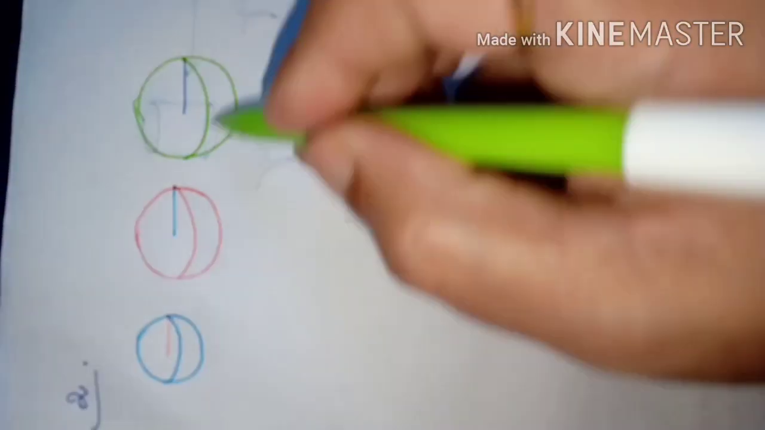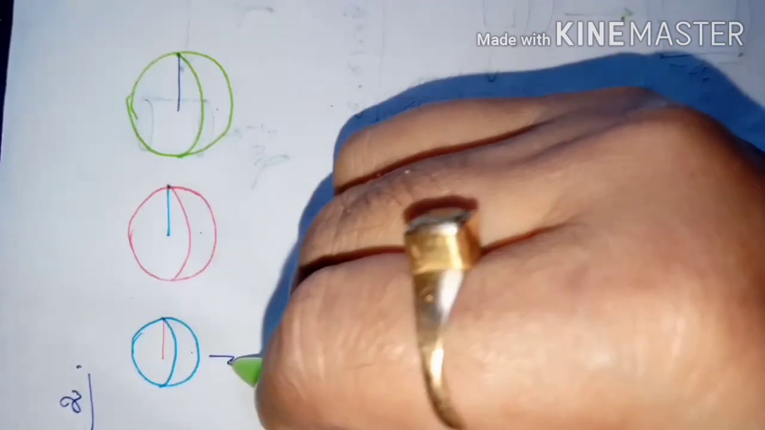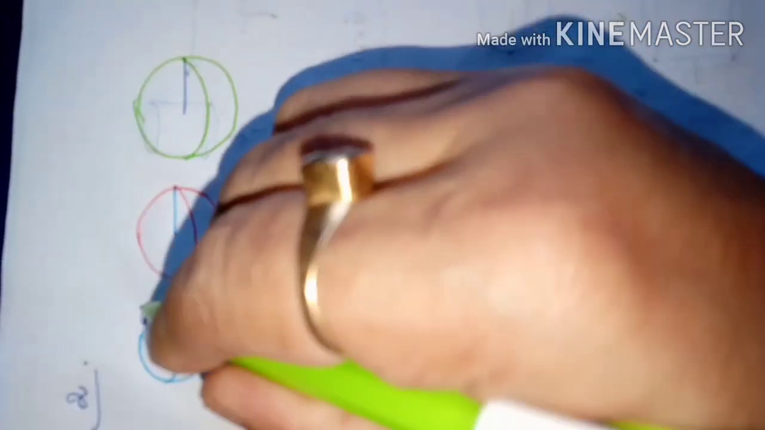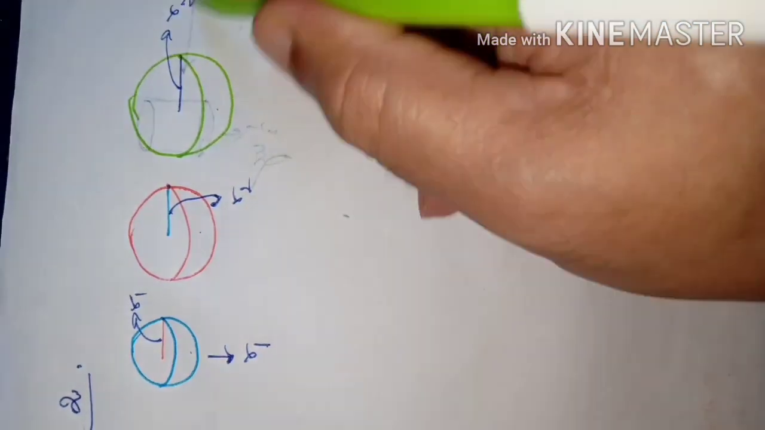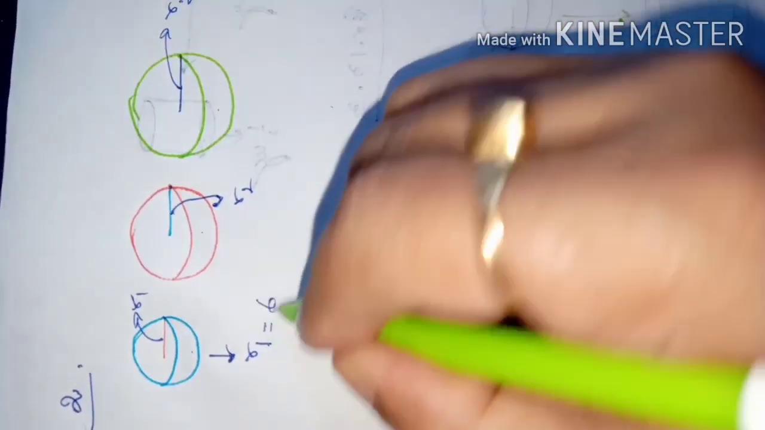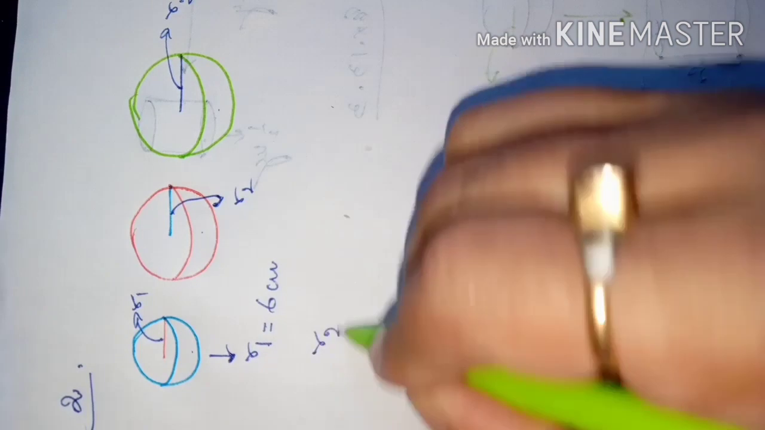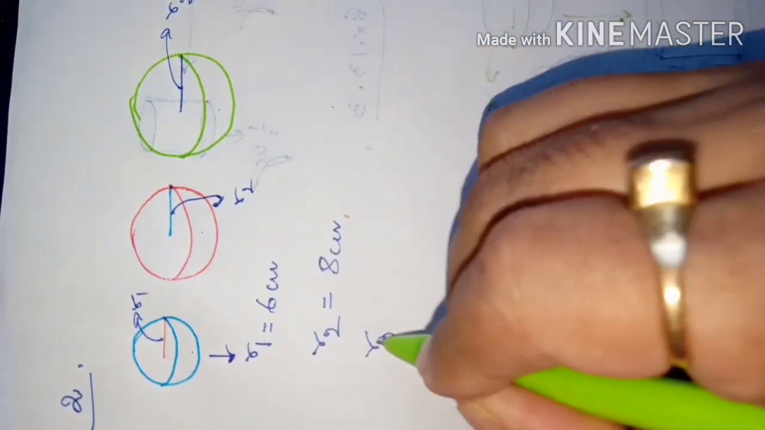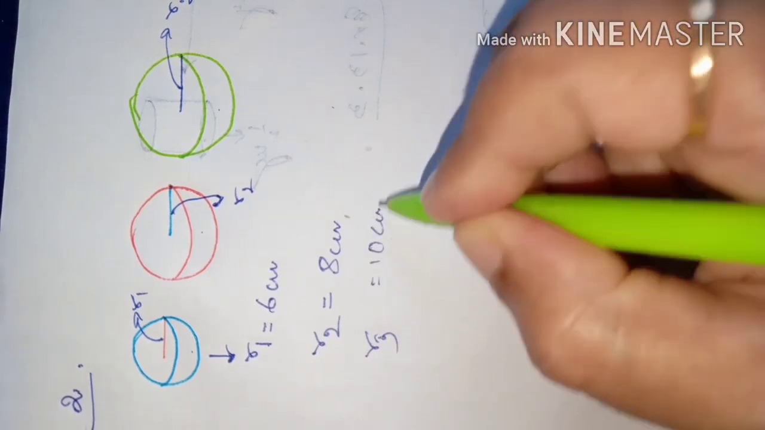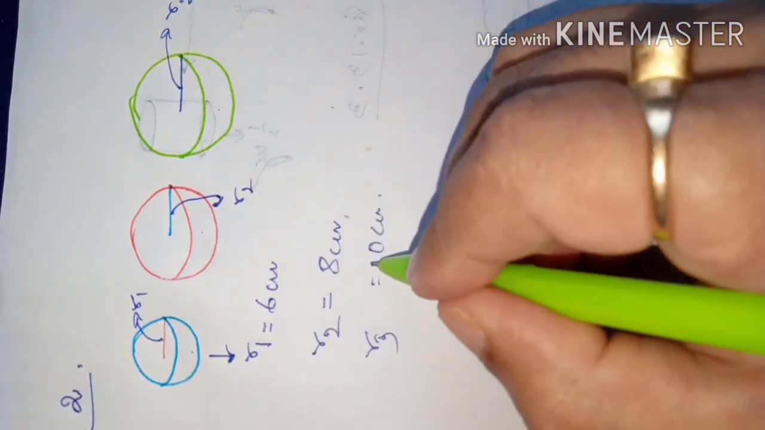So, dear students, here we have got 3 spheres, and its radius is suppose r1. This radius is r1. This radius is suppose r2. This radius is r3. So this r1 is given as 6 centimeter, r2 is given as 8 centimeter, and r3 is given as 10 centimeter.